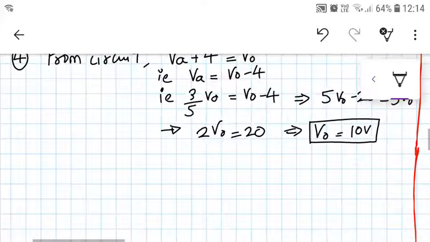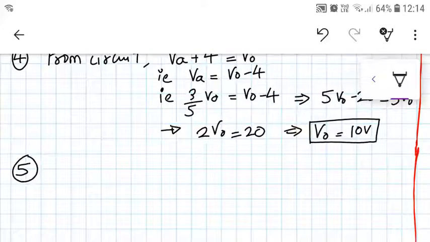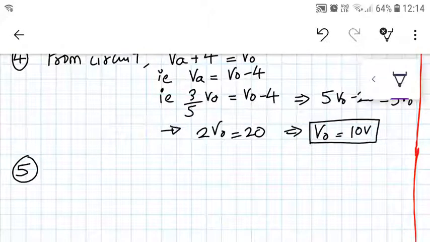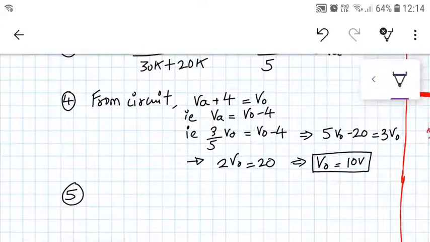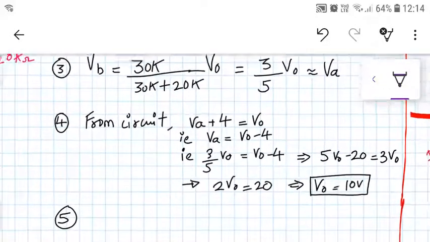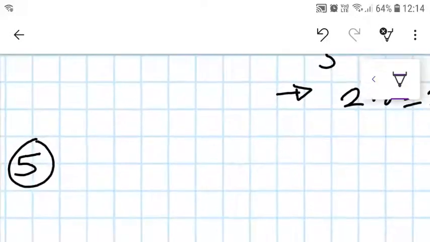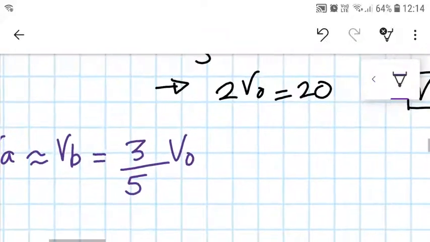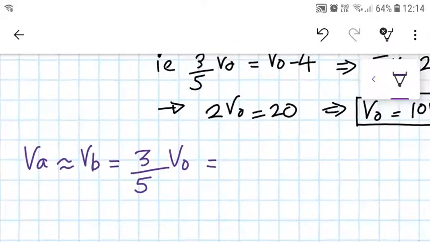So what we can write in the next step, we might use a different color here slightly. Okay, so we have got the value of V naught, and we know already that VA is equal to 3 by 5 times VO. So we'll write that again. VA is approximately equal to VB is equal to 3 by 5 times V naught. That is the output voltage. And output voltage just now we have got it as 10 volts.